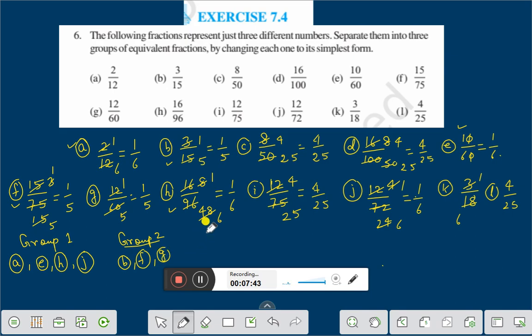Right. Now group 3. In group 3 you'd find that C, that is 4 by 25. D is also 4 by 25. I is 4 by 25. J, K, L. L is also 4 by 25.